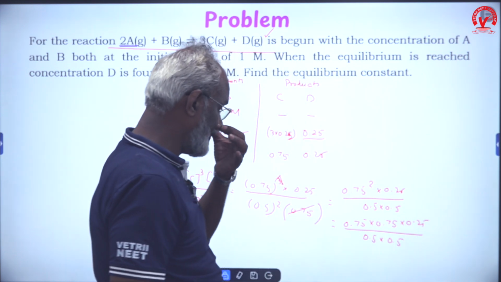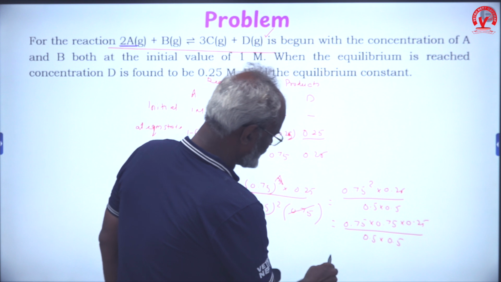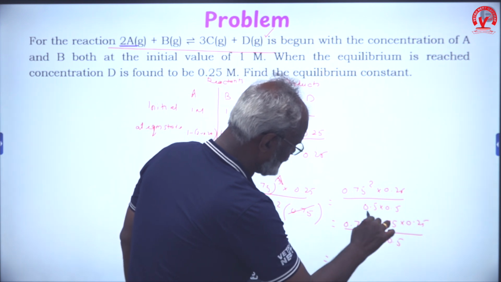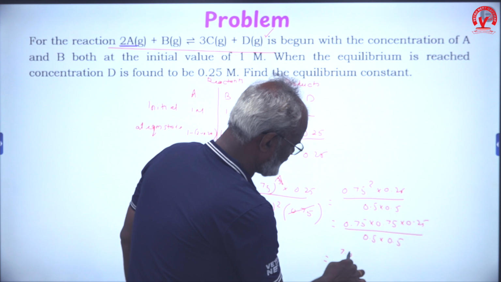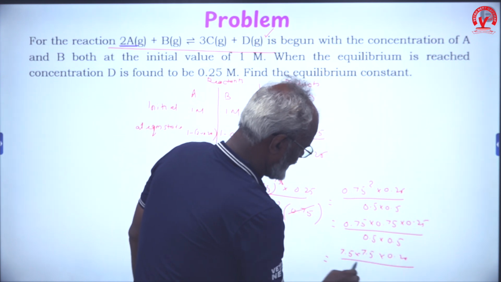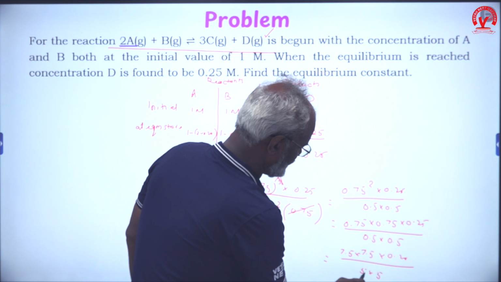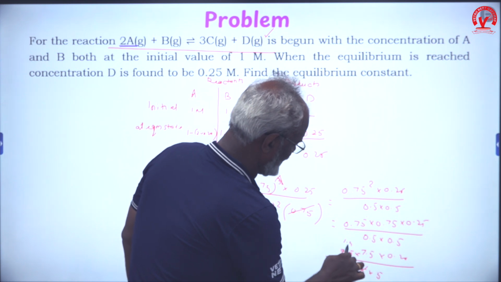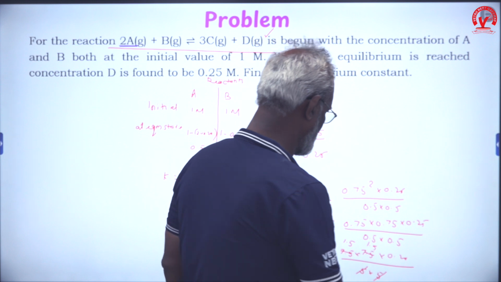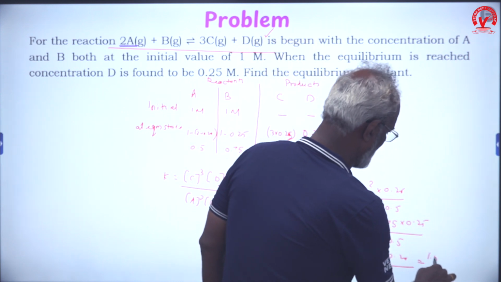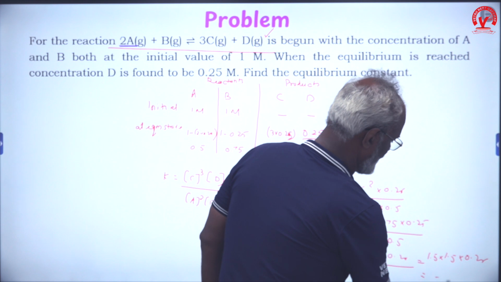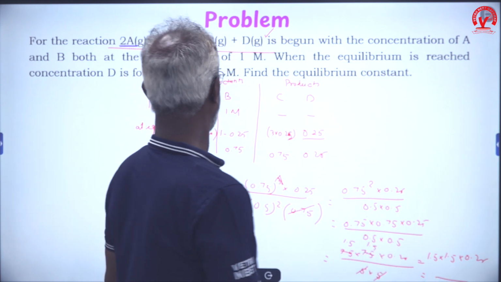Maybe I can make the numerator into full numbers, so multiply by 10 each. So 7.5 into 7.5 into 0.25 divided by 5 into 5. If you cancel it, it will become 1.5, and this will also become 1.5. You cancel this, so the answer will be 1.5 into 1.5 into 0.5. If you multiply, you will get the answer. Are you able to follow this?